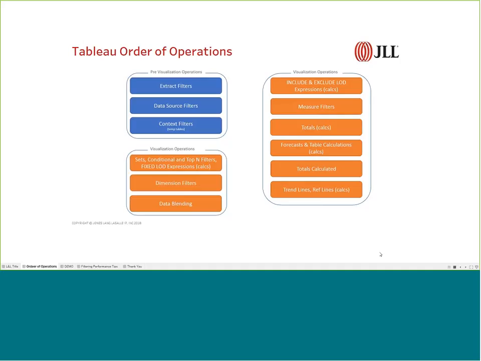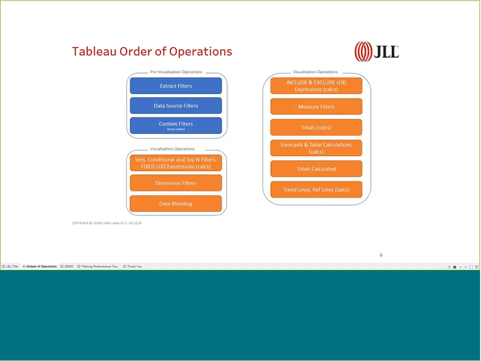Then you have dimension filters. Dimension filters are exactly what they sound like, right? You take a dimension, you drop it on the filter shelf, and you filter things like region, right? You filter out the east and the south region, so you get west and north only. That's a dimension filter. And then we have data blending. Now, this is an important point as well. So dimension filters are done before data blending, not after.